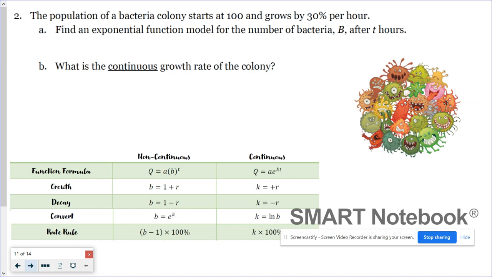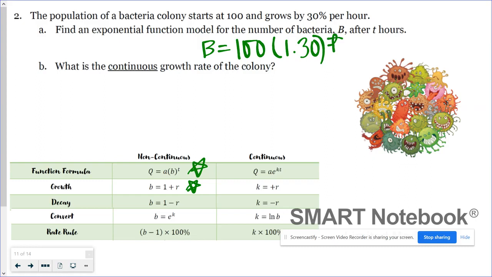In problem number 2, the population of a bacteria colony starts at 100 and grows by 30% per hour. Find an exponential function model for the number of bacteria B after t hours. So I'm going to write a non-continuous function. They didn't use the word continuous at all. They said it grows by 30% per hour, so that's a base b function. And it's growing, so that means b is equal to 1 plus r. So my exponential function will look like this: B is equal to the initial value of 100 times 1.30 to the t power.